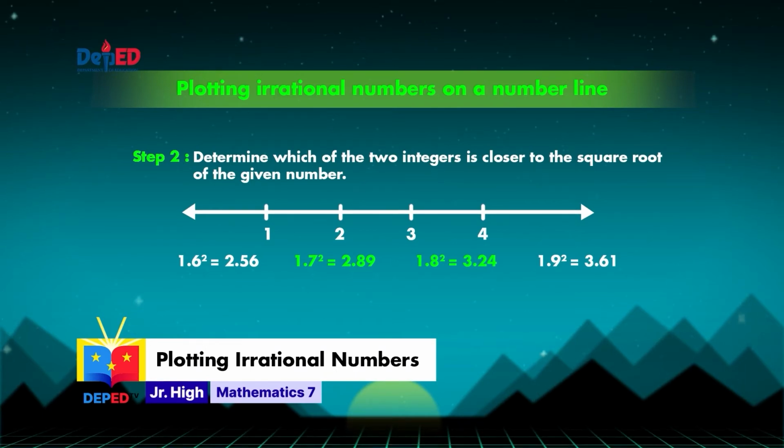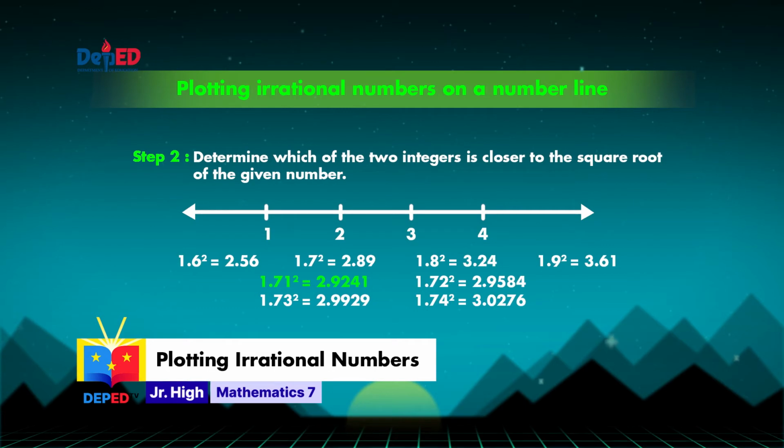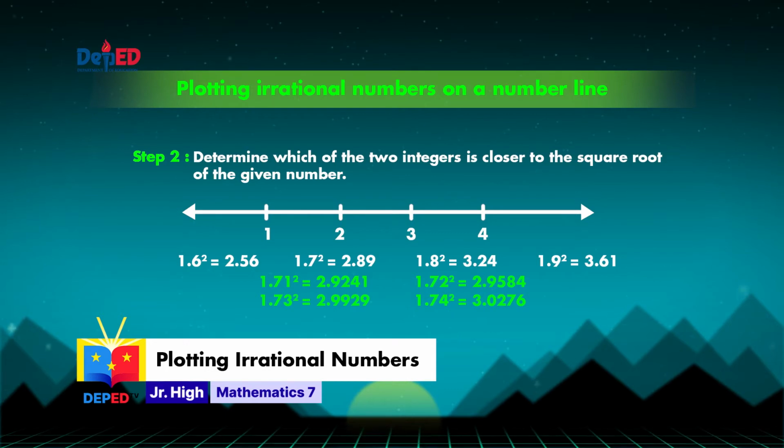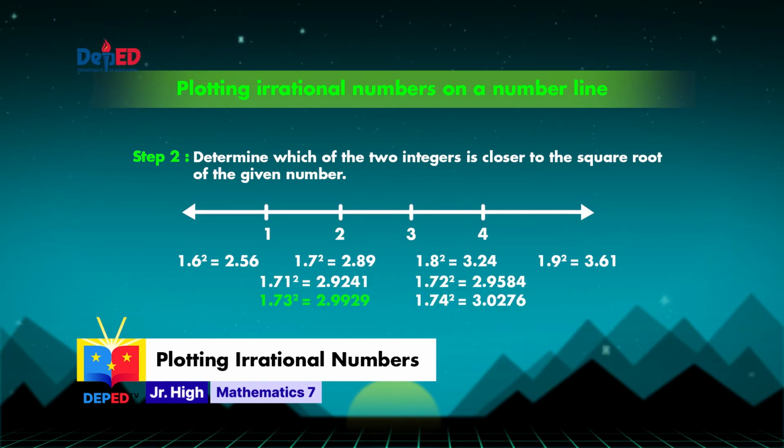3 is closer to the square of 1.7 than to that of 1.8. So that may be 1.71, 1.72, 1.73, and 1.74. 3 is closest to the square of 1.73.